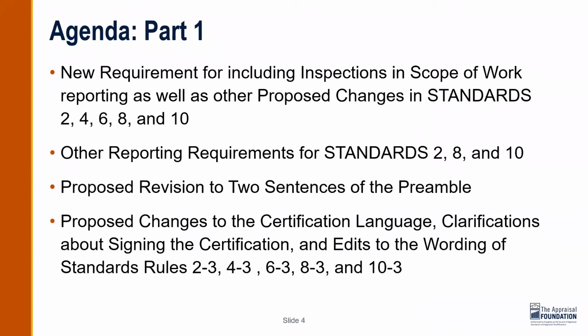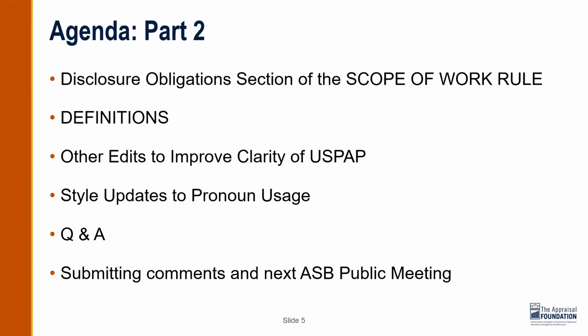Then we will discuss proposing revisions to the preamble. Next, we're going to move on to proposed changes to the certification language, clarifications regarding signing of certifications, and edits to some wording in the certification sections of the standards rules. The agenda part 2, which is the next slide, we will move on to our proposed edits to some definitions. Then we're going to discuss and propose other edits to improve the clarity of USPAP. And then finally, we will discuss updates that are proposed to pronoun usage in USPAP.